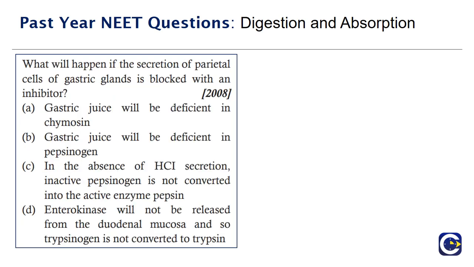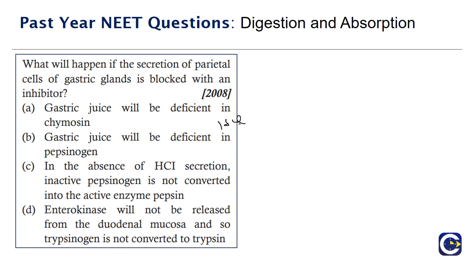What will happen if secretion of parietal cells of the gastric glands is blocked with an inhibitor? We know the stomach has two types of cells. One secretes the HCl and the other secretes the enzymes. The options given are: gastric juice will be deficient in chymosin; gastric juice will be deficient in pepsinogen; in absence of HCl secretion, inactive pepsinogen is not converted into active pepsin; enterokinase will not be released from duodenal mucosa, and so trypsinogen is not converted into trypsin. So what do the parietal cells secrete? We know the parietal cells secrete HCl.